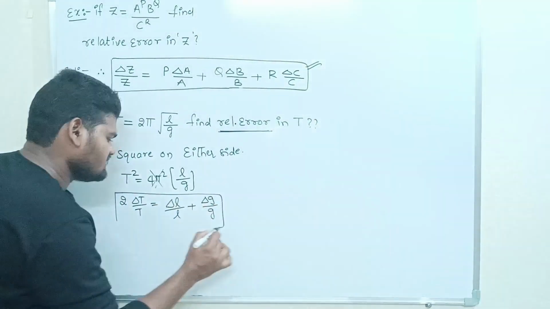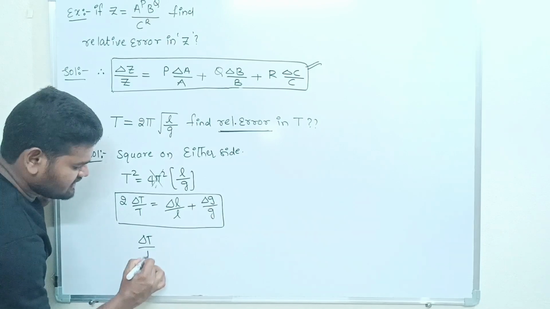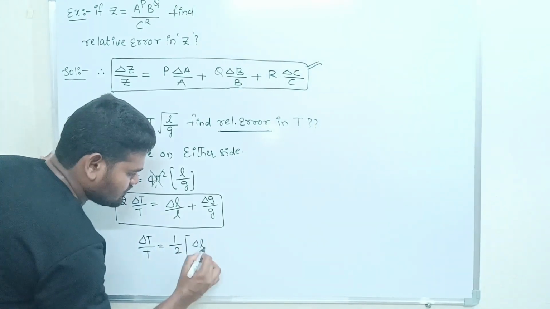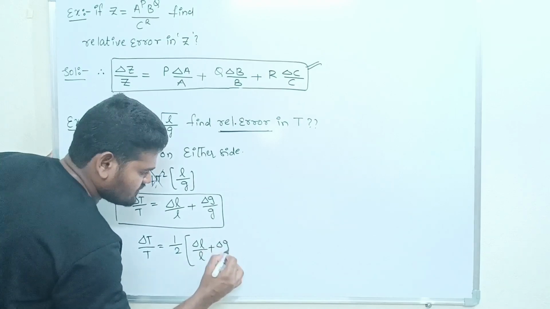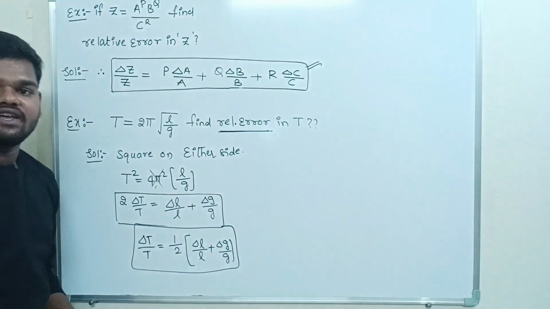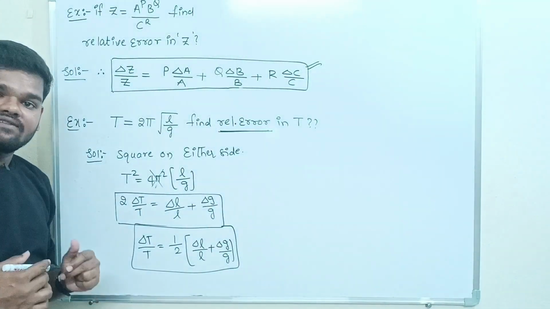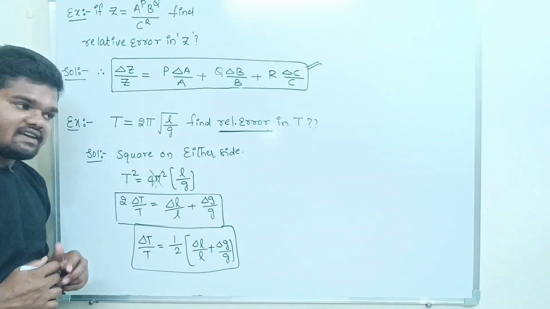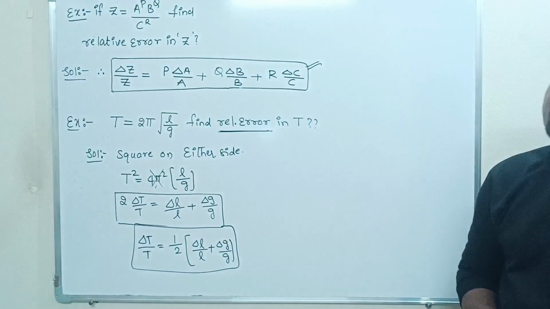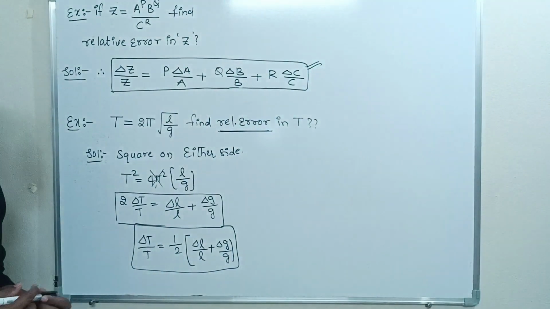So this is the relative error in T. Delta T by T is equal to, if you send 2 to that side, it becomes delta L by L plus delta G by G. Are you getting it? I hope you got the idea of how to write the relative error in any physical quantity. Is it clear? Pause the video and write the solution. 3, 2, 1, go.